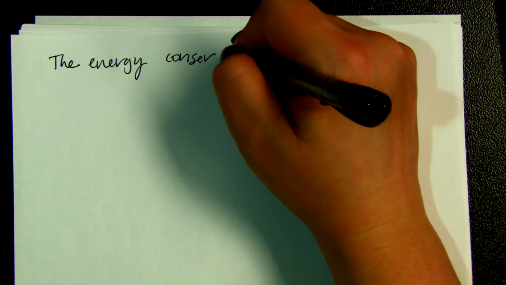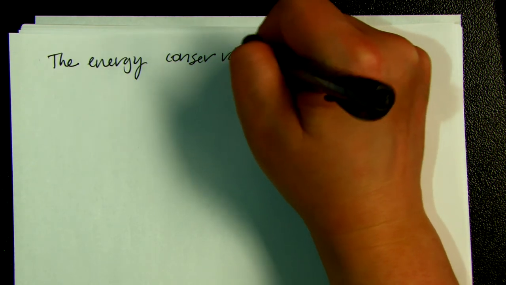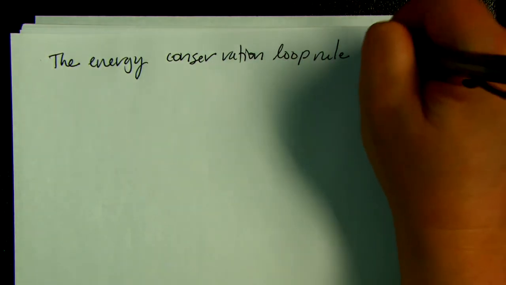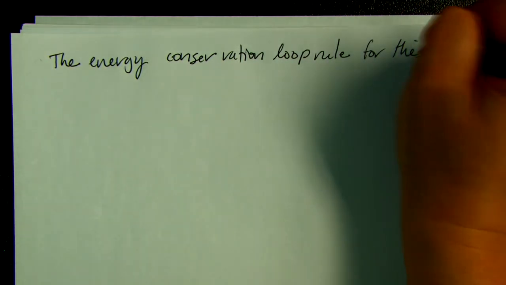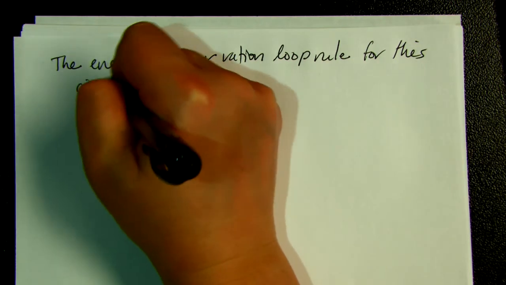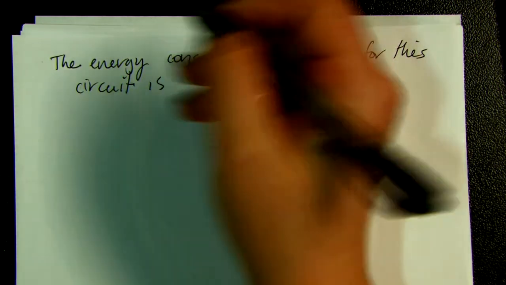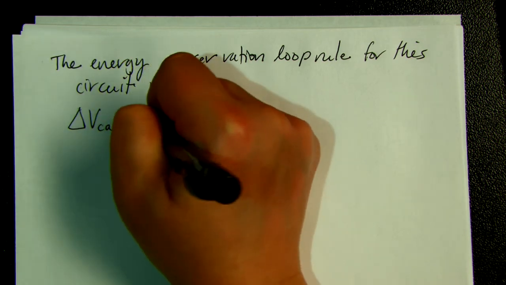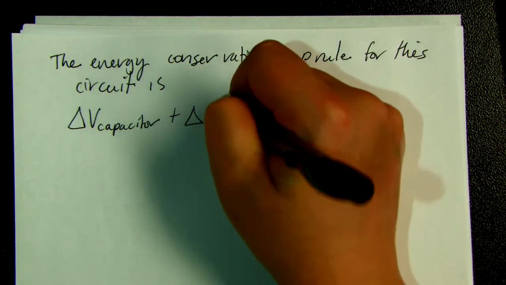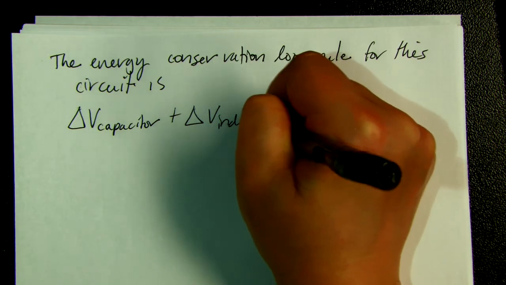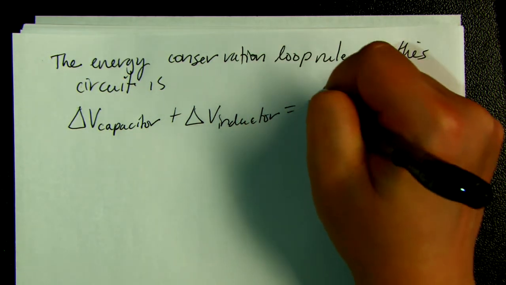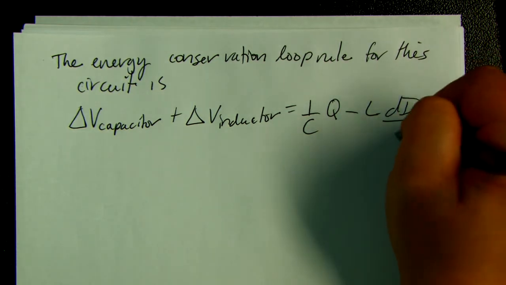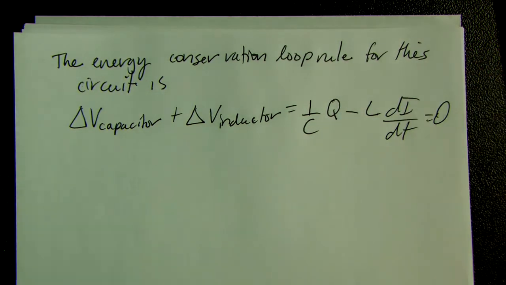All right, so the energy conservation loop rule for this circuit is as follows. Delta V capacitor plus delta V inductor equals 1 over C times Q minus L di/dt is equal to 0.